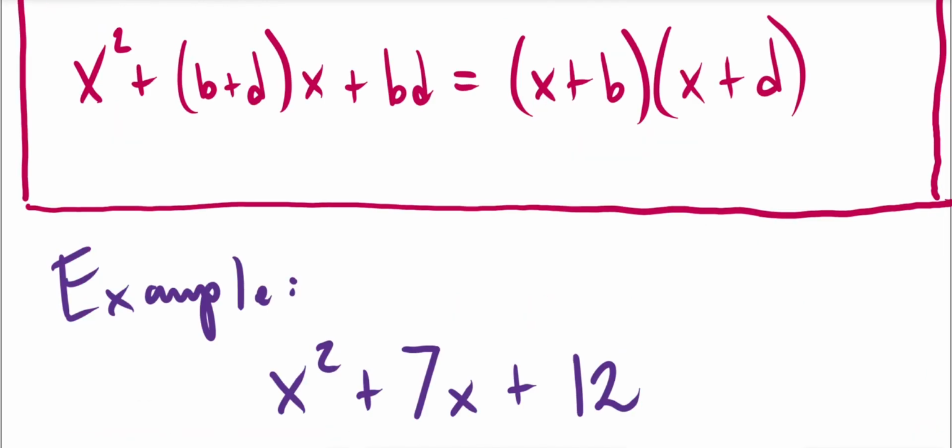Let's say I wanted to factor x squared plus 7x plus 12. We need to know what numbers will multiply to give 12 and add up to give 7.